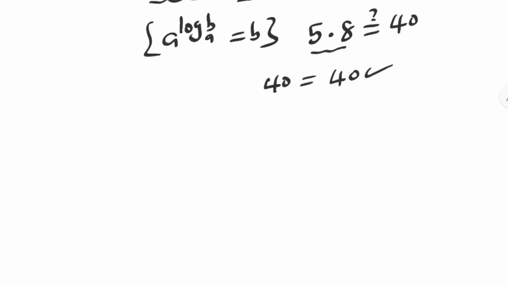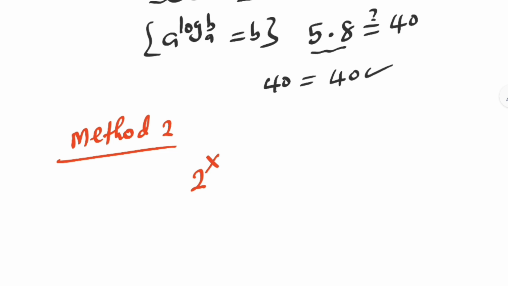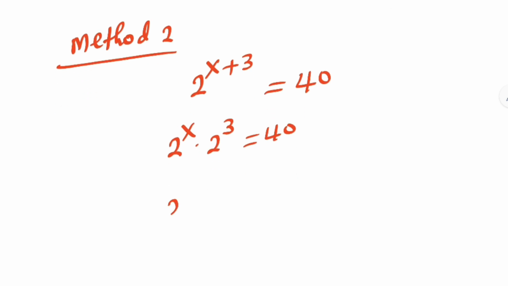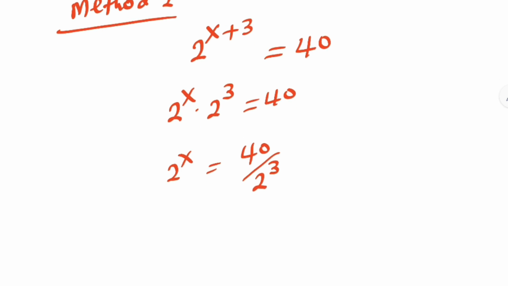Let us consider the second method called method 2. We have the given equation 2 raised to power x plus 3 is equal to 40. This is the same thing as 2 raised to power x multiplied by 2 raised to power 3 is equal to 40. And this is the same thing as 2 raised to power x is equal to 40 over 2 raised to power 3. 2 raised to power 3 is 8. 8 in 40, that is 5. We have 2 raised to power x is equal to 5.